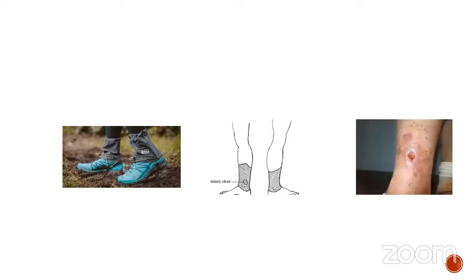This is a gaiter, and this area where a gaiter is worn is called the gaiter zone. And this is a stasis ulcer or a venous ulcer. So please keep the location of the venous ulcer in mind.